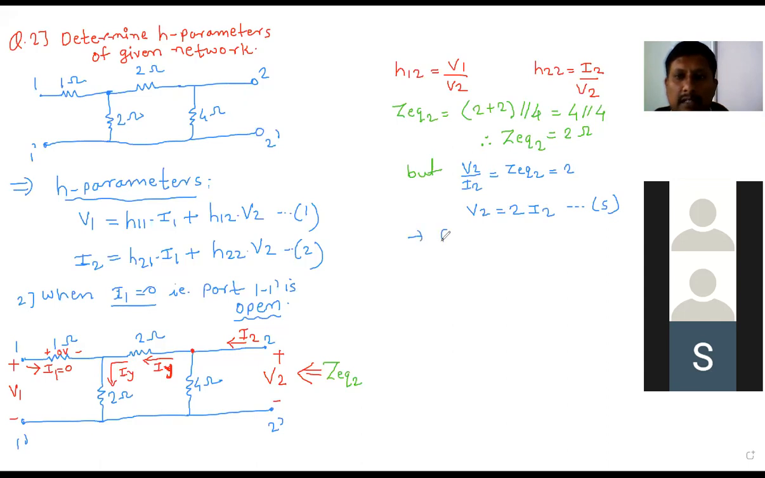So from equation number 5, I2 upon V2 is equal to 1 upon 2, so that is equal to 0.5. So what is I2 upon V2? That is nothing but H22. So H22 is equal to I2 upon V2, that is equal to 0.5 and the unit is mho.